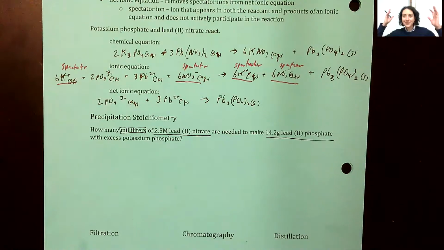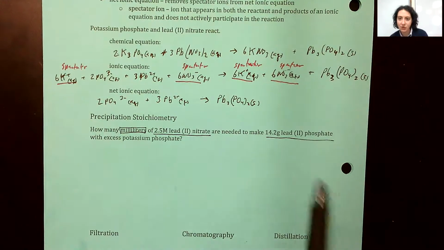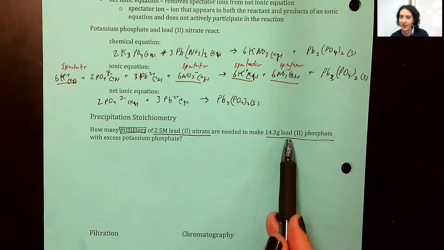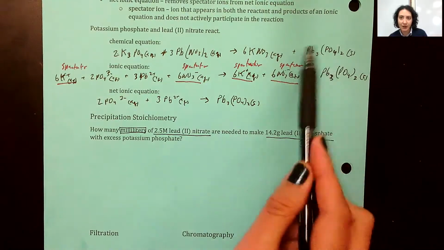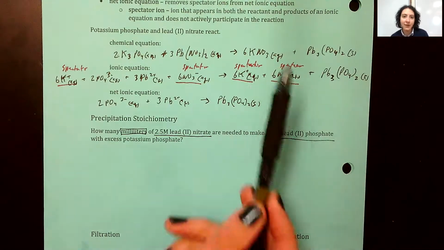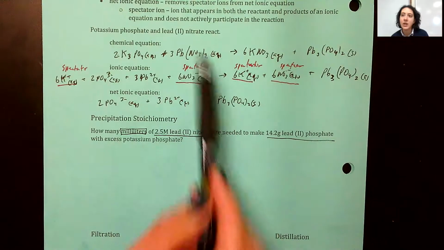So this is a stoichiometry problem. Now, if we were looking at this from our initial forays into stoichiometry, this looks like we have a good starting point. We've got grams of lead phosphate. That's how much we're trying to make. So we have grams of lead phosphate, and we're trying to figure out something about lead nitrate.